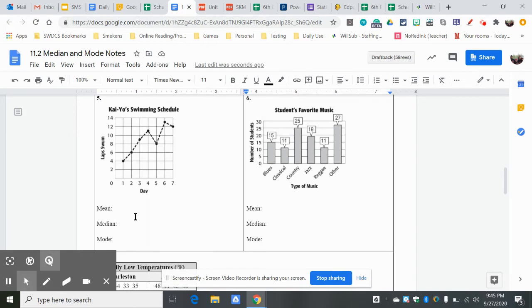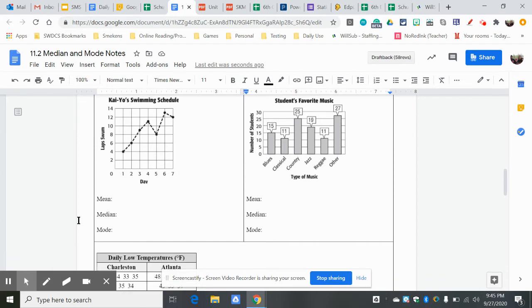Moving on to number 5 here. Now we have a graph that we're going to have to interpret. So if I have a graph here, I need to make sure first I have my numbers listed out so I know what I'm going to add up. So if I have Kayo's swimming schedule here, one of my numbers is 4. So write this out with me. Then I have 6.